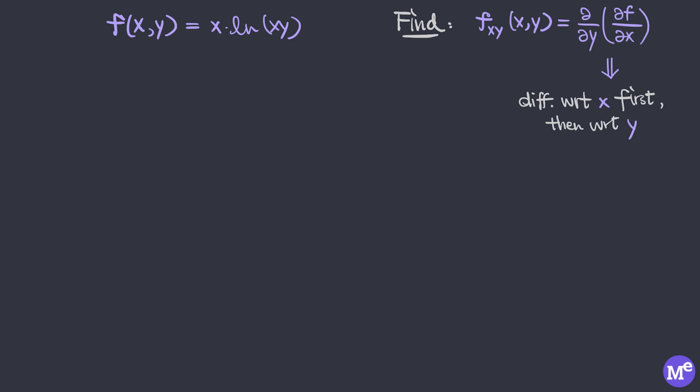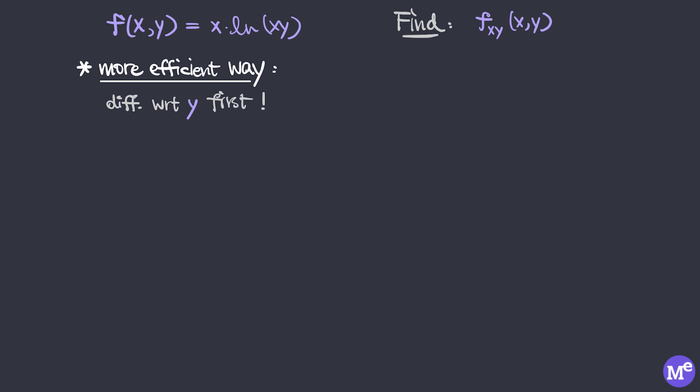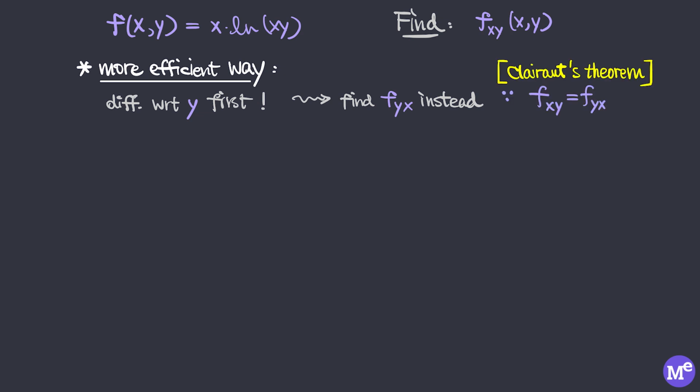However, the more efficient way to go about this problem is to take the partial of f with respect to y first. So we are going to compute f sub yx instead in just a moment, even though that object is not of our interest in the first place. Now, you ask, wouldn't we get a different partial derivative? Well, not really, because of the Clairaut's theorem.